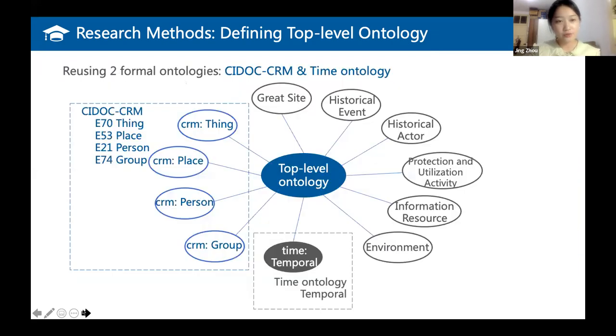And according to the results of my interview, I reused two formal ontologies, the DocCRM and Time Ontology. Besides, I customized six classes according to my actual needs: great site, historical event, historical actor, protection and utilization activity, information resource, and environment to build up the top level ontology.